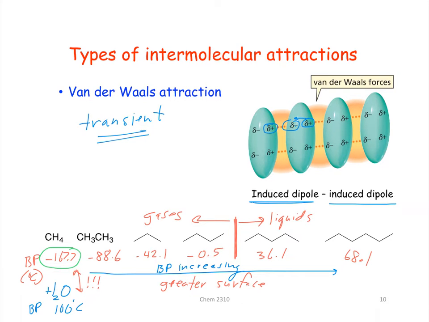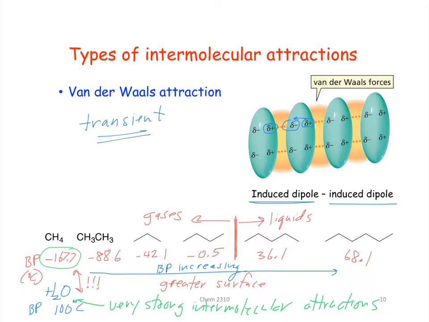Look at how high the boiling point of water is for such a small molecule. What does that mean? For water to have such a high boiling point, it means that it must have very strong intermolecular attractions. All right? So we'll talk about those interactions in just a minute, but just think about it.